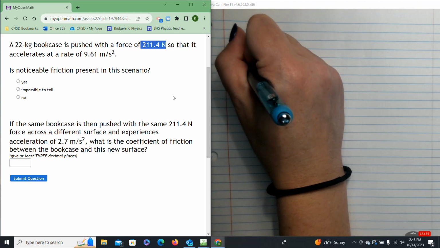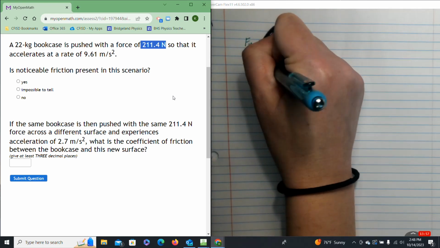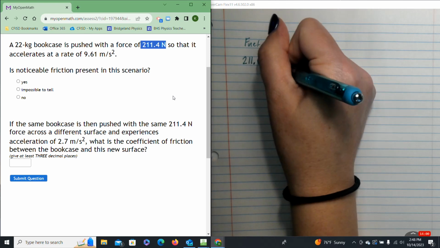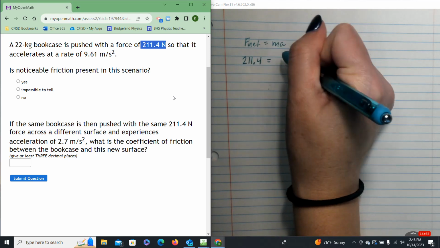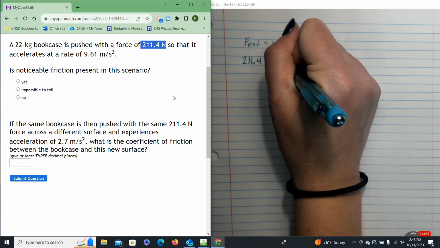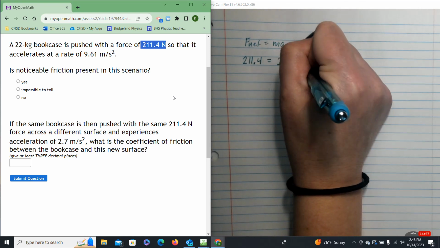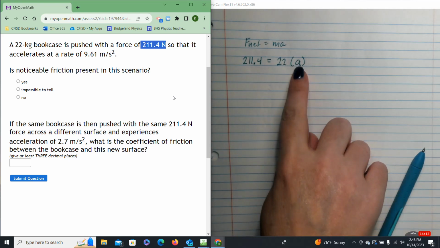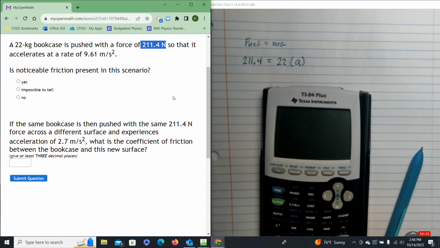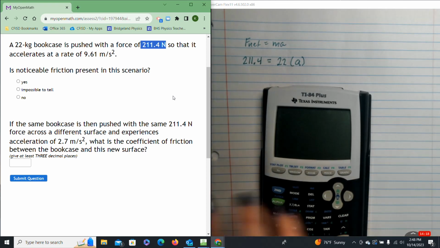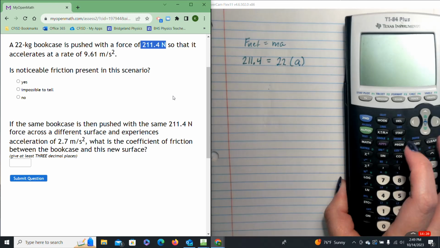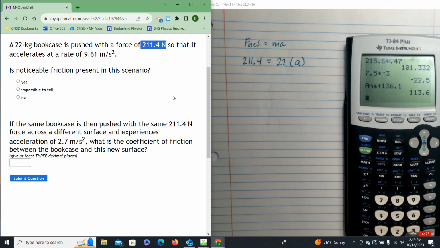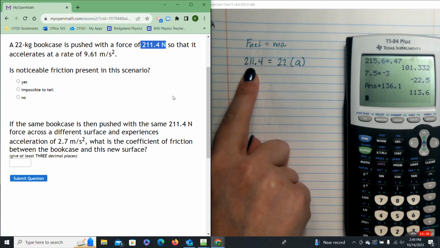Okay, so I'm going to take my 211.4 newtons and say maybe this is my net force. I actually don't know, that's what I'm checking right now. My mass is 22 and I'm going to see what acceleration I would expect if I push this hard and there isn't any friction. If I calculate this and find that it's 9.61, then I know there isn't any friction here. But if I get something smaller than 9.61, then there has to have been friction present to make this smaller than it would have been based on that alone.